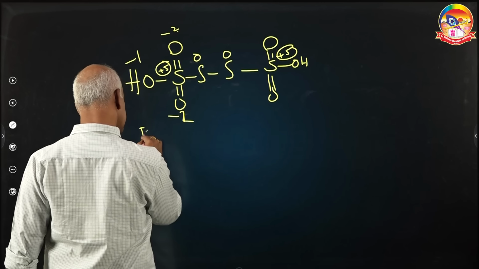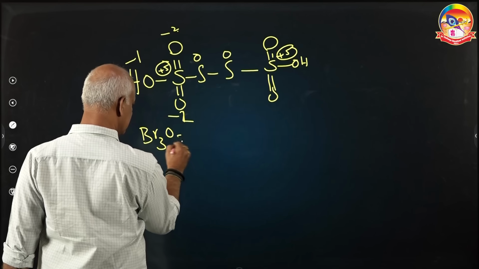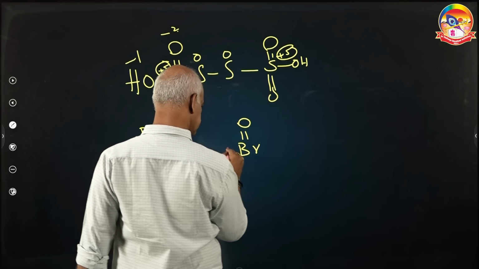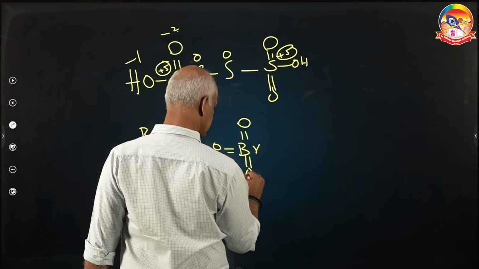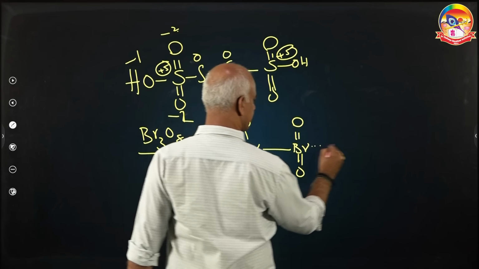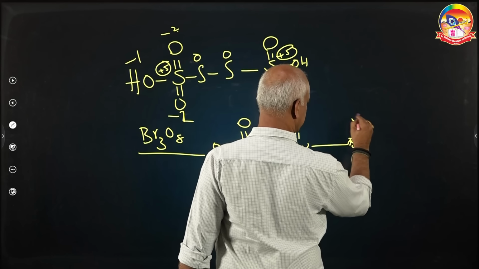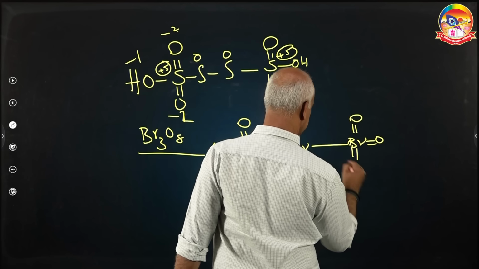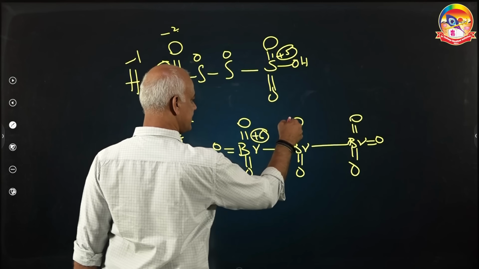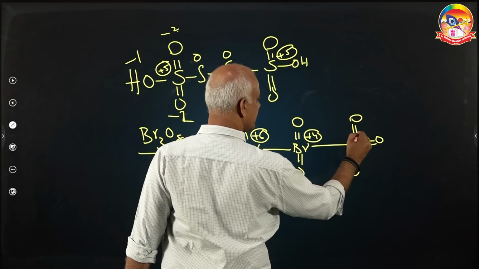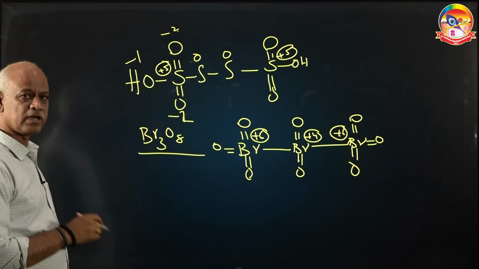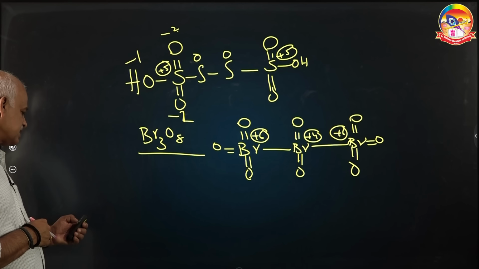Another example, Br3O8. So -2, -2, -2, +6, -2, -2, +4, and here +6. This is another important example of a molecule with different oxidation states.